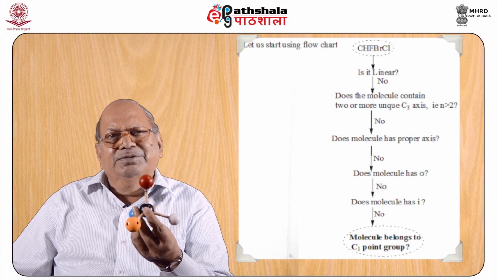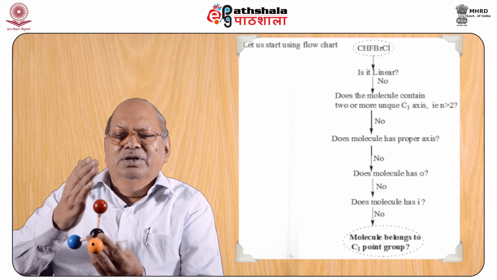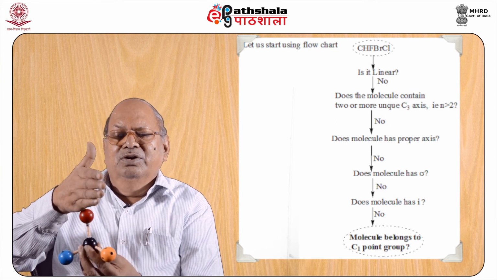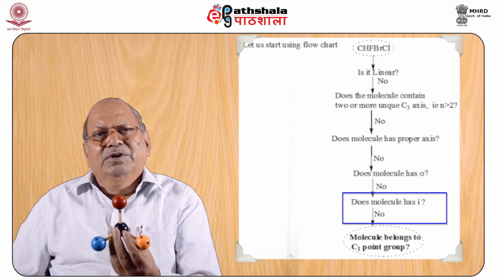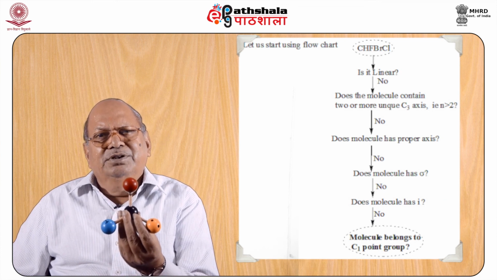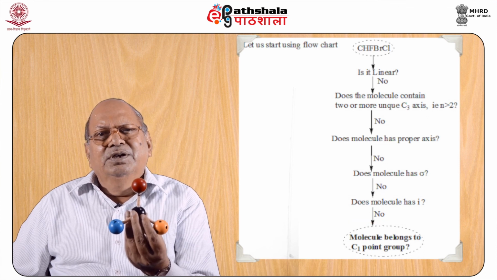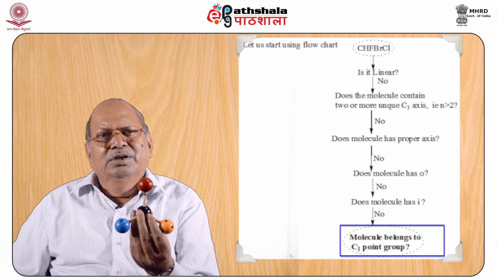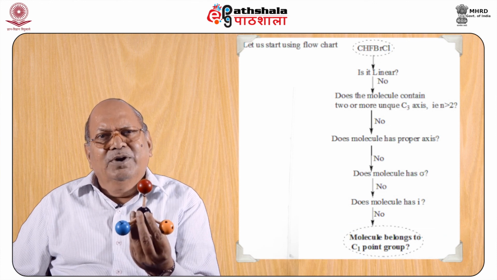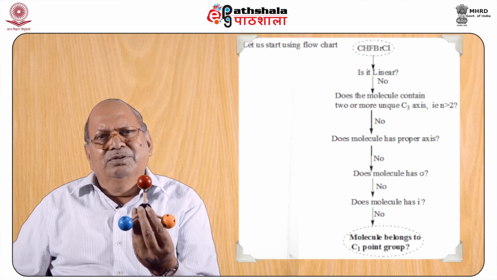Does the molecule have sigma, a mirror plane? If I pass a plane like this, no, and if it is like this, it is not. The molecule does not have sigma. Whether the molecule has a center of inversion? No, the molecule does not have any center of inversion. So the molecule belongs to what? The C1 point group. That is, no symmetry element is present in this molecule.